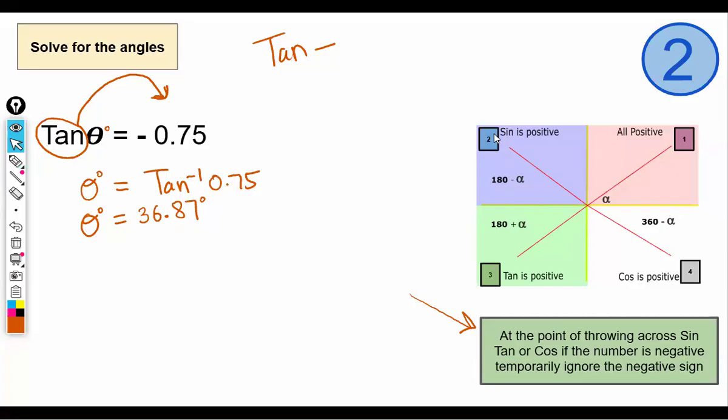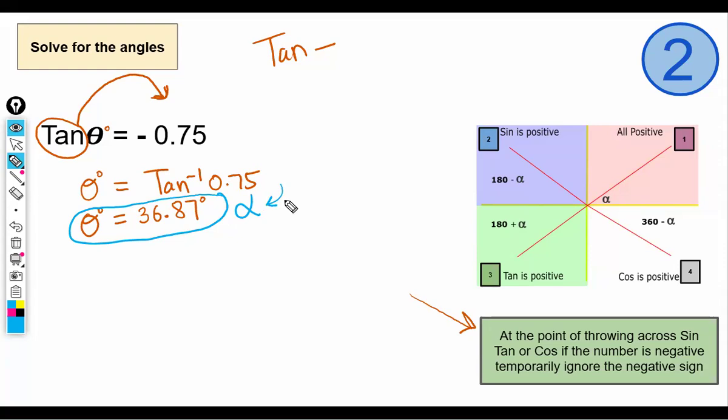Now, here's the thing. This first answer you get here is alpha, as usual, when you ignore the negative sign. But it's not one of the final answers. It's just alpha. What you're going to do now is use alpha to get the two answers. So when it's a negative question, you ignore the negative sign and solve, alpha is not one of the answers this time. So now, how do we get the two answers?